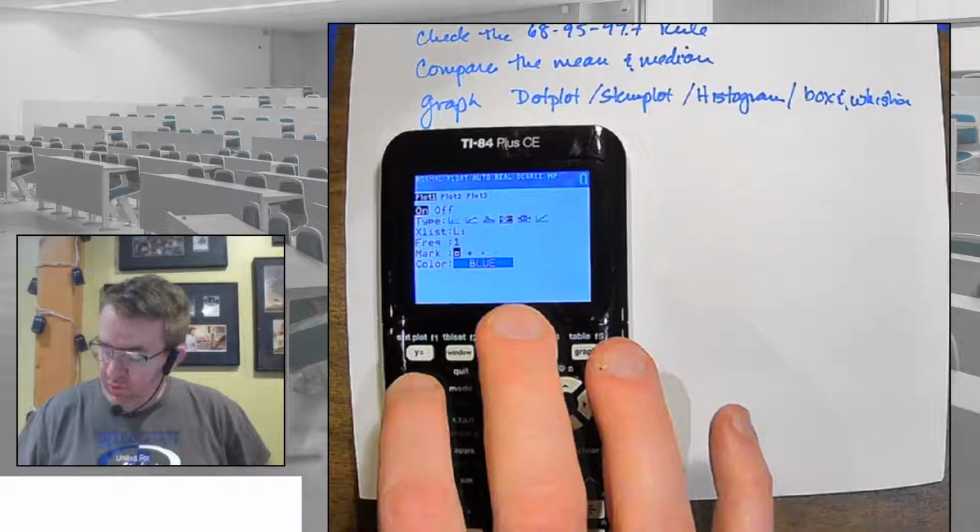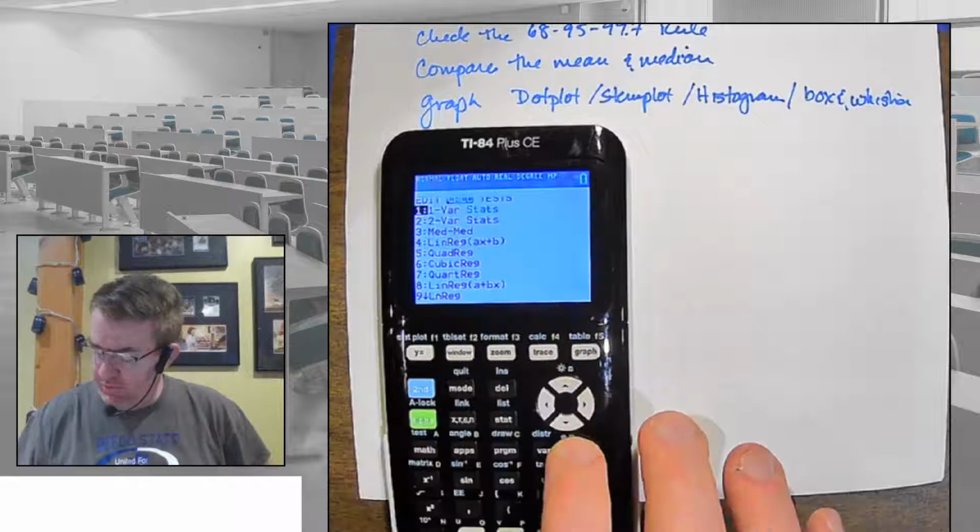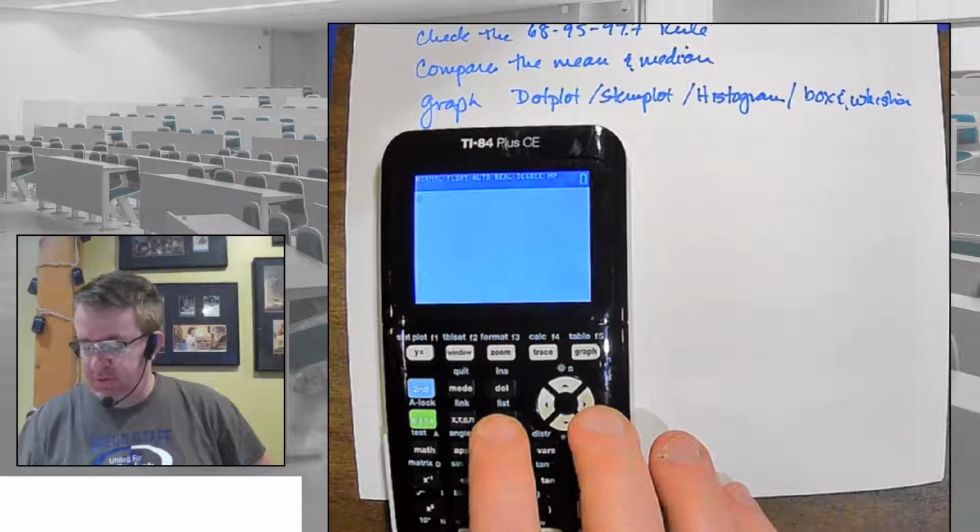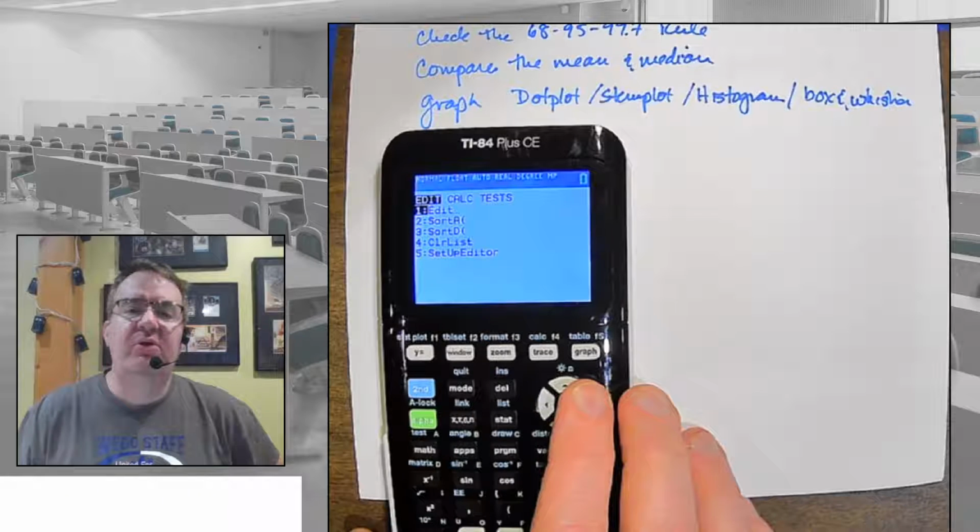But if you go to stat and go over to calc, let me do that slower. Main screen, stat, go over to calc. And again, if you don't have one of these types of calculators yet, remember you can download one. We've got it set up here at school that you can get 2.